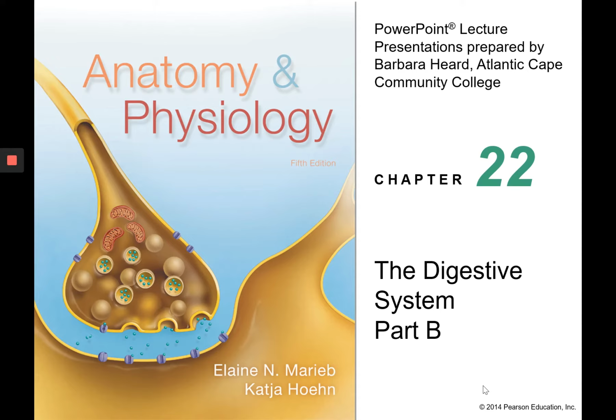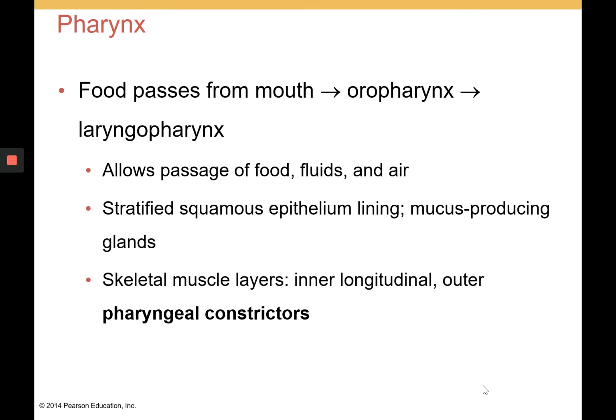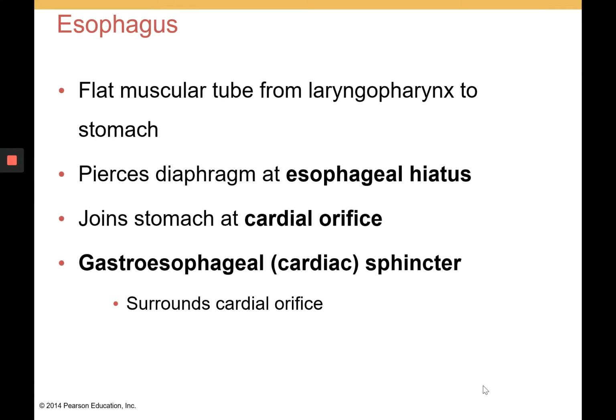Today we're going to look at Chapter 22, Part B, over the digestive system. We'll start with the pharynx. Food passes from the oral cavity to the oropharynx, then the laryngopharynx. Pharynx is another name for your throat. The throat allows passage of foods, fluids, and air, and its mucosa is made up of stratified squamous epithelium. We saw stratified squamous epithelium also in the oral cavity. There is skeletal muscle in the muscularis externa of the pharynx, and there's some pharyngeal constrictors.